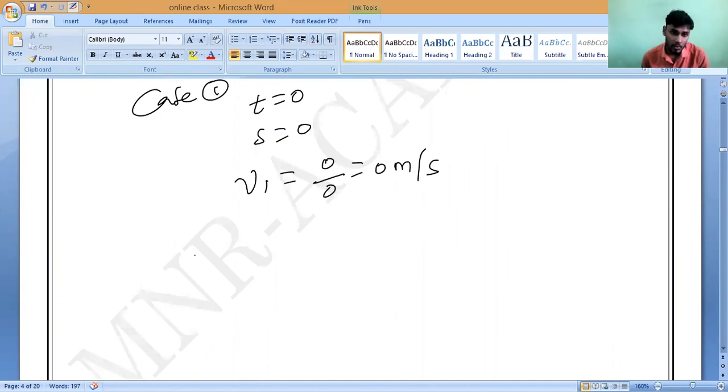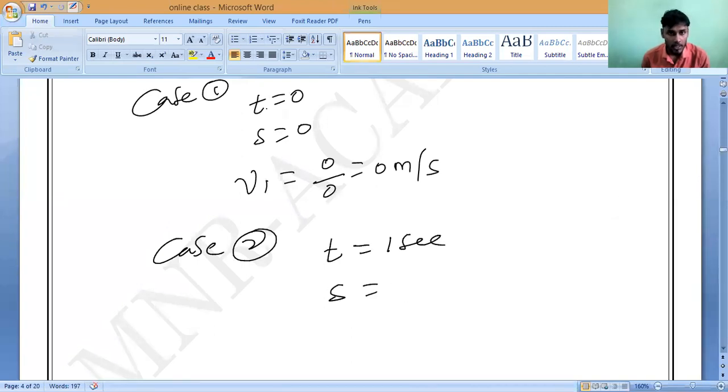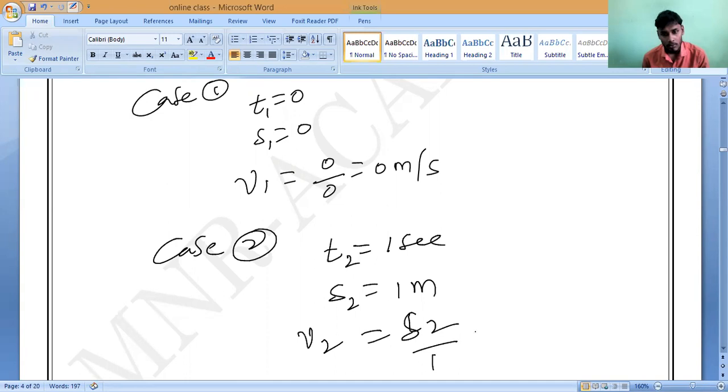Next, case 2, how much? Time equals 1 second, let me take this as T2 and this as S2, 1 meter. So now what is V2? V2 equals S2 divided by T2, which is 1 by 1, equals 1 meter per second. All of you tell me please. Next, case 3.